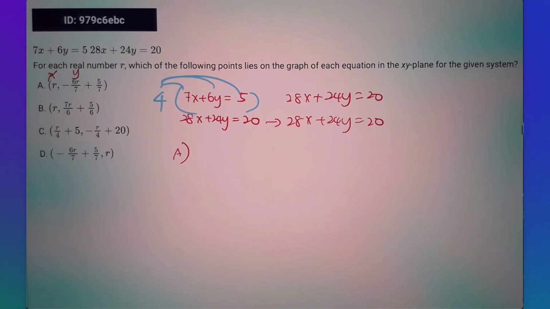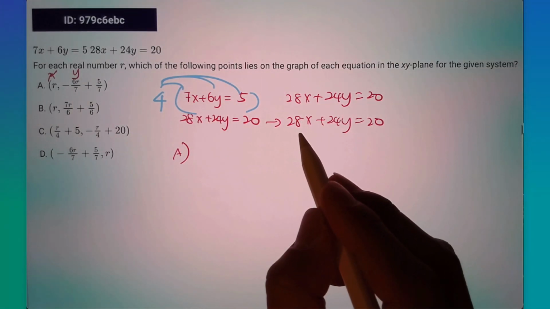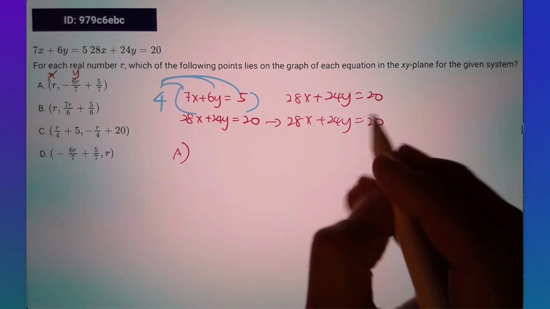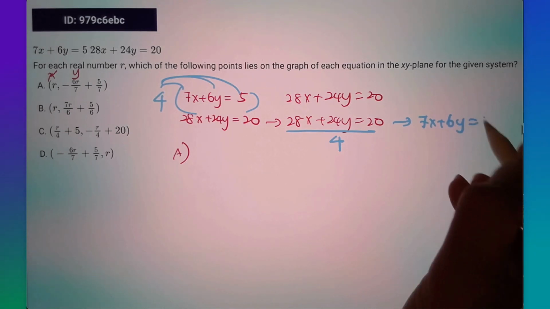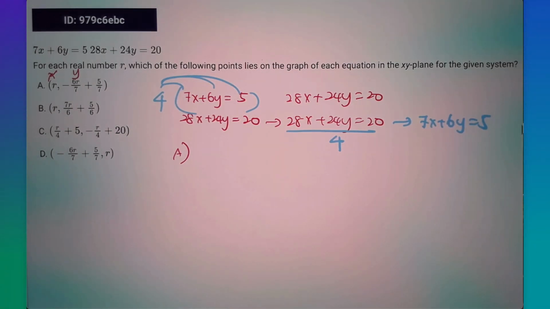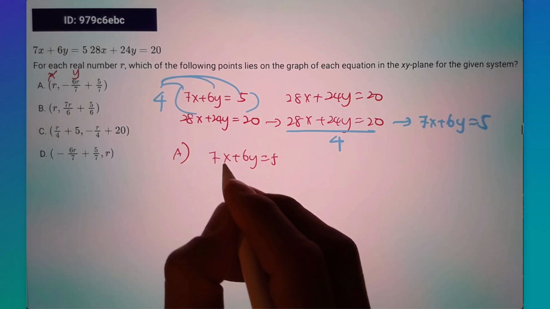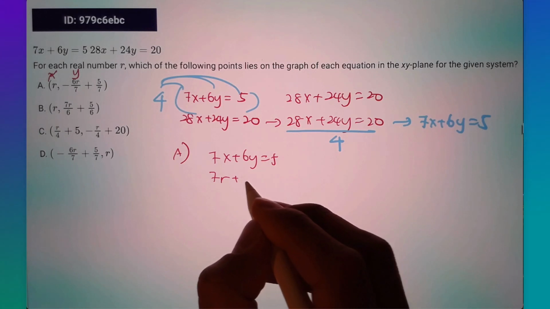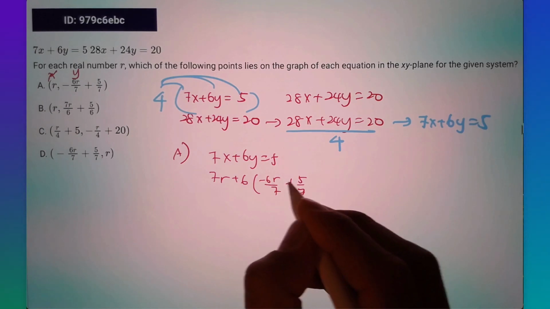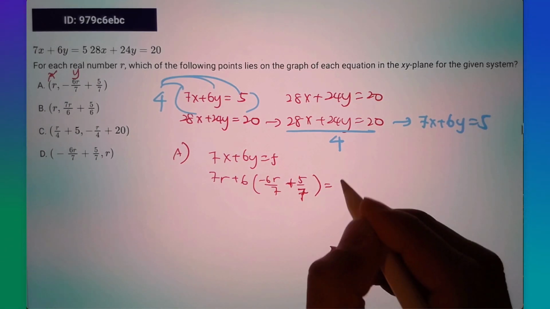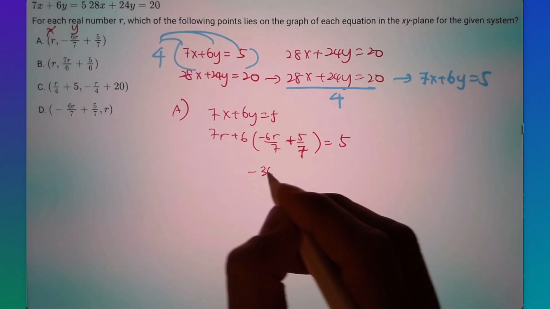However, I just realized that this equation can be further simplified. Notice that the GCF of 28, 24, and 20 is 4. So when you divide by 4, that will give you 7x plus 6y is equal to 5. So using that equation, let's plug it in. That's x equals r, and y equals negative 6r over 7 plus 5 over 7, is equal to 5.